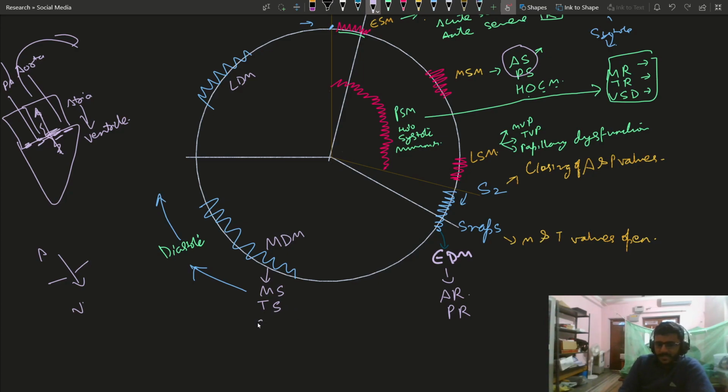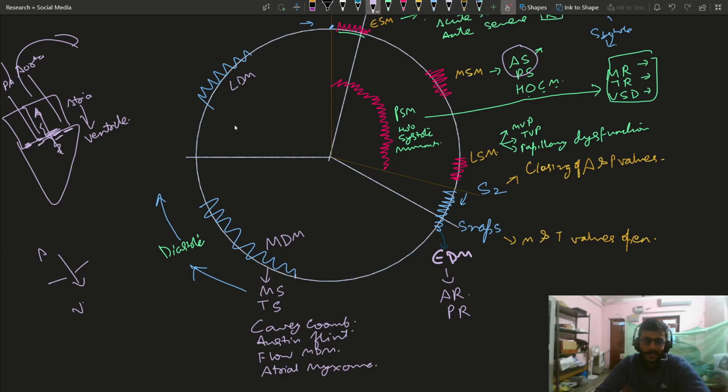Other murmurs, I'll just give you the names: Carey Coombs murmur, then you have Austin Flint murmur, then you have low mid diastolic murmur, then you have atrial myxoma. But atrial myxoma can be later on also. Depends on the myxoma. It's quite unpredictable in that way. But it's going to be in diastole itself.